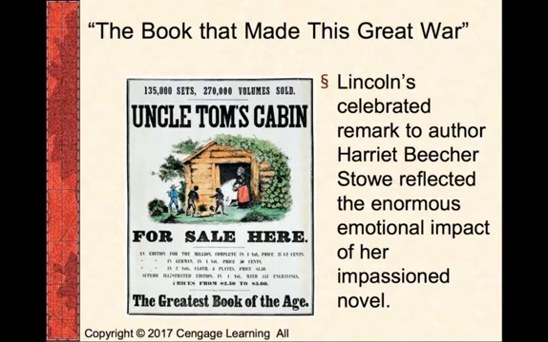Several years later, in 1863, Harriet Beecher Stowe actually got to meet Abraham Lincoln, and when Lincoln met Stowe, the quote was, "So this is the little lady who wrote that book that made this great war." And Lincoln definitely tied the two things together, and as it says here, the greatest book of the age.